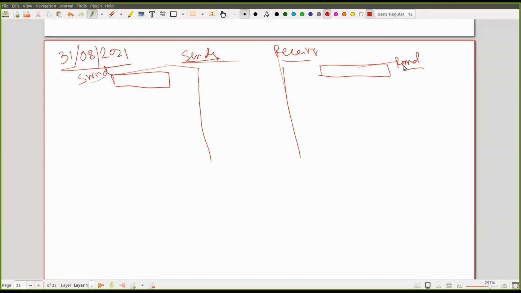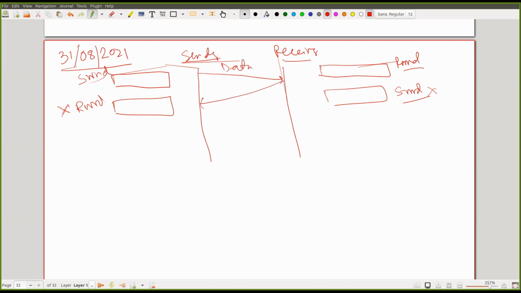Last class I discussed that at the sender end I need to maintain both the send window and the receive window, and at the receiver end also I need to maintain both. Let's say I maintain a send window and receive window only at the sender and receiver respectively. Then the sender can send data. Try to understand this concept very clearly. The receiver can send an ACK. Not a problem at all.